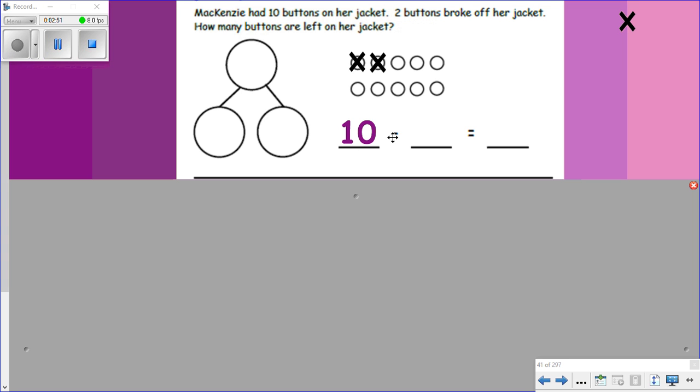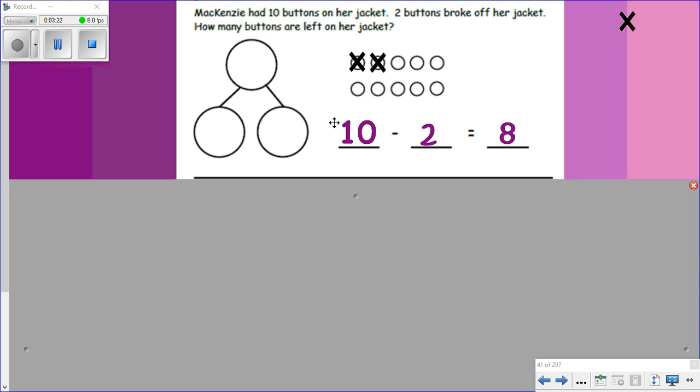Minus, now we put the number that shows how many we X'd out. And that was 2. Equals, now we're able to write how many were left. Do you remember? Otherwise, let's count. 1, 2, 3, 4, 5, 6, 7, 8. So our equation is 10 minus 2 equals 8.